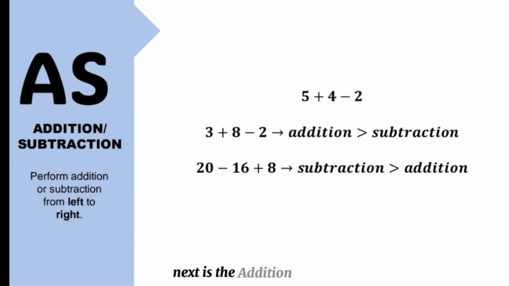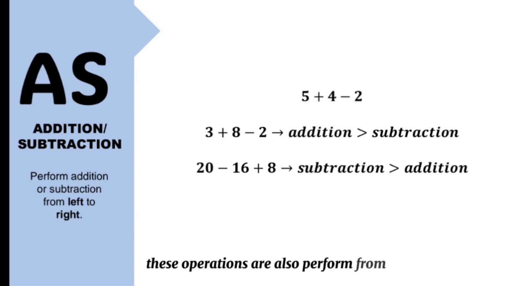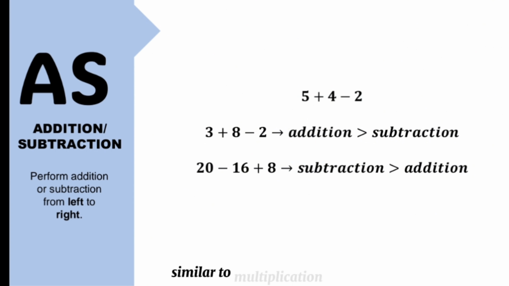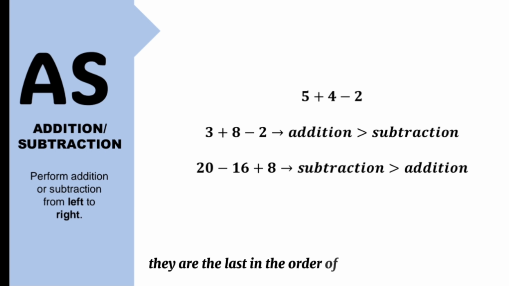Next is the addition and subtraction. These operations are also performed from left to right, similar to multiplication and division. They are the last in the order of operations to perform. Example, 3 plus 8 minus 2.